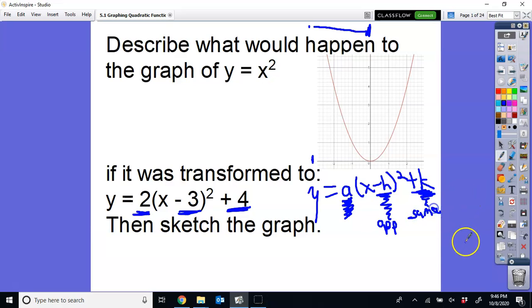Remember last time on the writing equations, we talked about how the vertex form is called vertex form because if you take the opposite of this number and the same as this number that's added or subtracted. So in other words, the opposite of -3 and the same as 4, that is going to be the vertex (3, 4) for your new parabola. Guys, what that means is look at this graph. It's moved it to the right 3 and up 4. And then the 2 is going to make this thing get a little bit skinnier than the original graph.